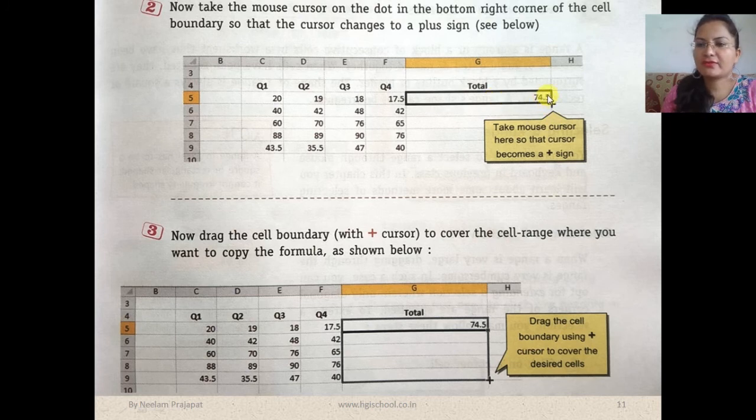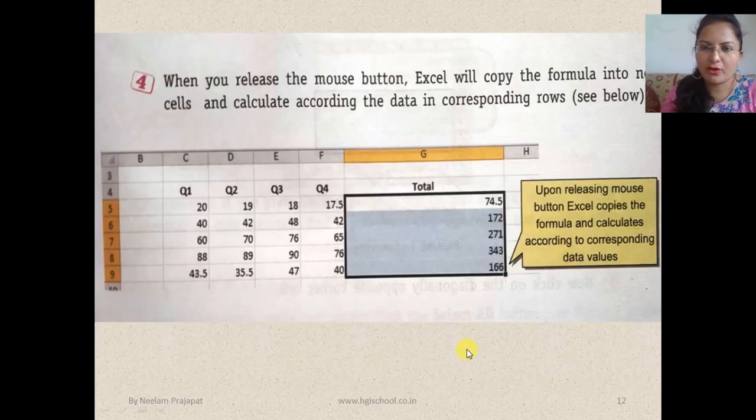So you select the cell, and then you bring your cursor over here. Now what will happen? Your cursor symbol will change. Take the mouse cursor here so that the cursor becomes a plus sign. Got it? Now you have to drag it up to where you want the formula, and then drop it. Now what will happen? The formula will be copied.